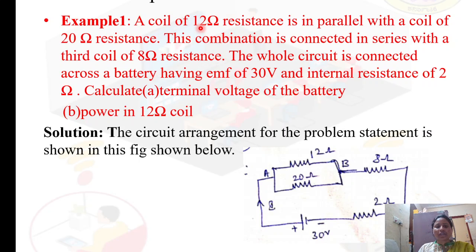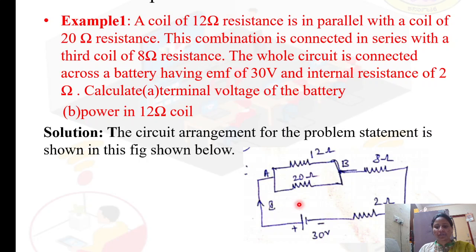Okay, a 12 ohm and 20 ohm resistance has to be connected in parallel, and this parallel combination will be connected in series with 8 ohm resistance. Accordingly, here we have taken 12 ohm and 20 ohm resistances in parallel, and this combination must be connected in series with 8 ohm. The whole circuit is connected to the battery.